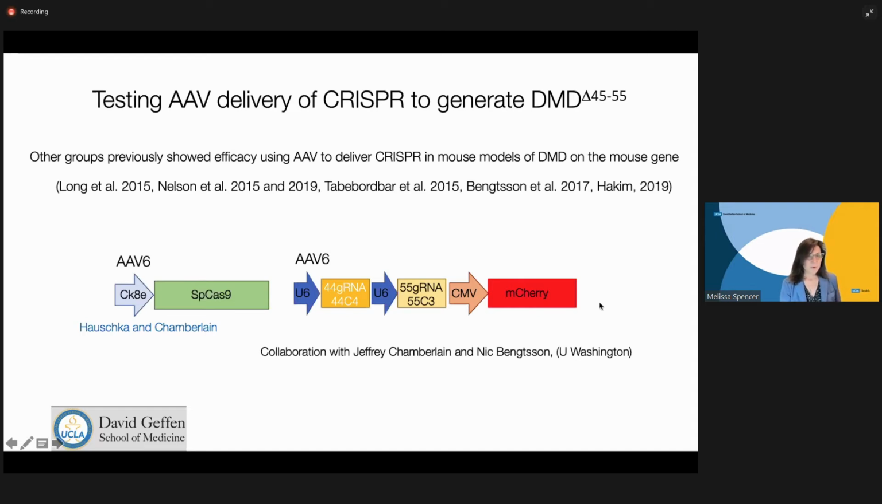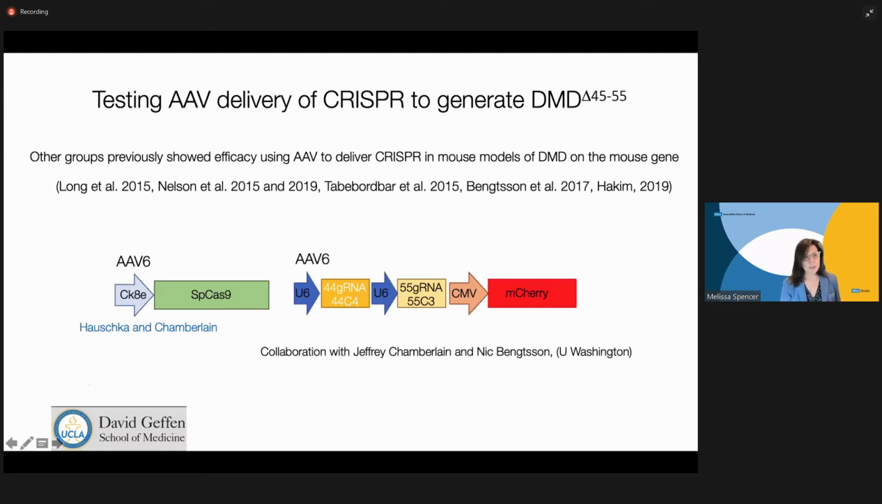And so in order to use AAV to deliver our platform, we need to actually have two AAVs, because of the size of Cas9, it just reaches the packaging capacity of the vector. And so using a muscle-specific promoter, which is important, we have one vector that is CK8 driving Cas9, and another vector in which we have our two guide RNAs driven by RNA promoters, and we stick in an mCherry just so we can track the efficiency of transduction.